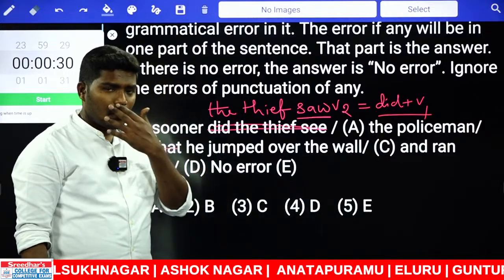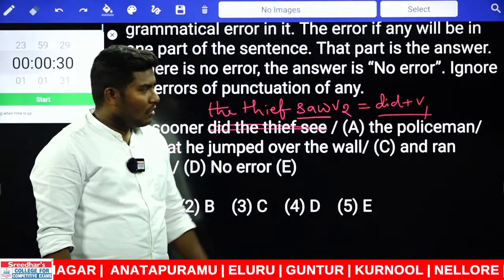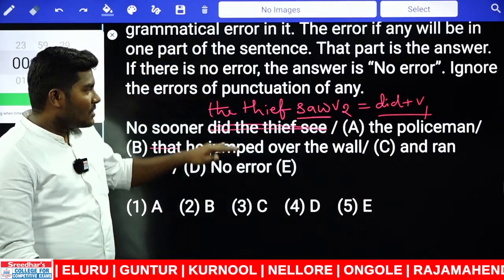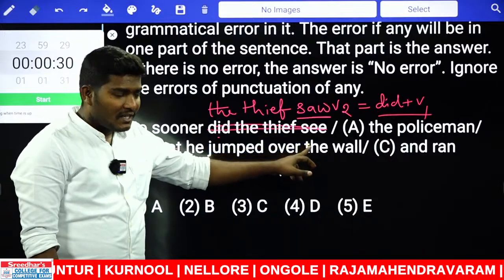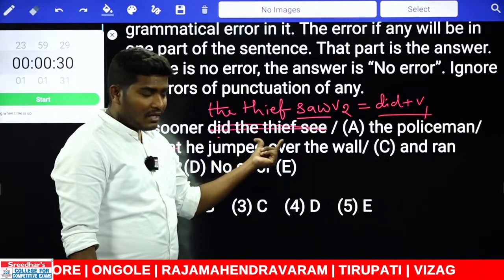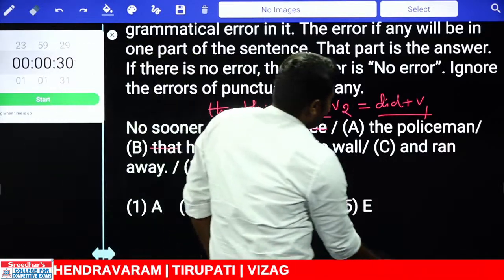We already know that rule there. Okay, the thief saw అనే V2 కాంబినేషన్ ఏదైతే ఉందో that is equal to did plus V1 already. Okay, so we can change it into did the thief see. That means helping verb is in the beginning did, subject is in the middle thief, and V1 is on the other side. Okay, so remember this rule like this.